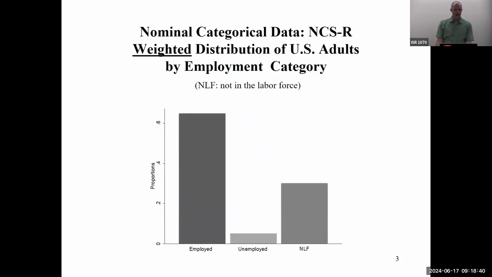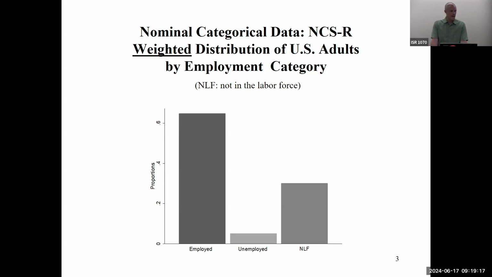So here's an example of nominal categorical data from the National Comorbidity Survey data set. This is the weighted distribution of US adults by employment category. And the acronym NLF stands for not in the labor force. So that means adults who are not actively seeking employment, they're not looking for employment, so they can't be considered unemployed. They're just not part of the labor force. And so you can see in the US, typically between 0 and 10% are unemployed at any given point in time. A fair number, about a third, are not in the labor force, and the remainder would be considered employed.